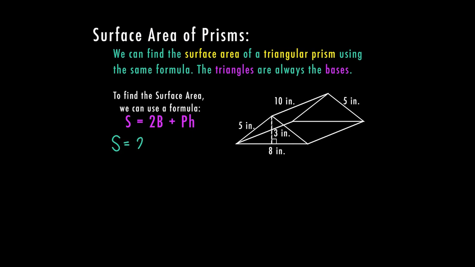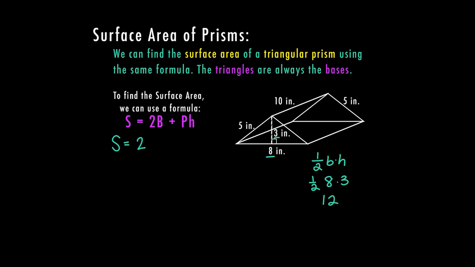S equals 2 times the area of the base, and the area of the base is going to be our triangles. So the area of a triangle, if you look at your formula chart, is 1/2 base times height. So my base is 8, my height is 3, and then I'm going to multiply that times 1/2. So that's 24 times 1/2, which equals 12.